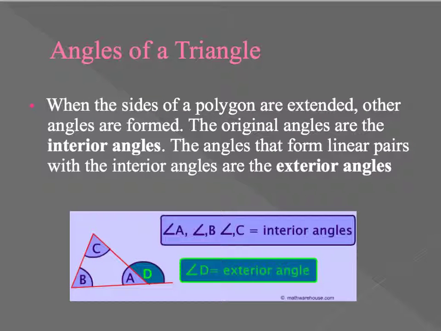Okay, angles of a triangle. When the sides of a polygon are extended, other angles are formed. The other angles are interior angles. The angles that form linear pairs with the interior angles are exterior. So just like we talked about in a different section in a different chapter, interior means inside, exterior means outside. So copy those down.